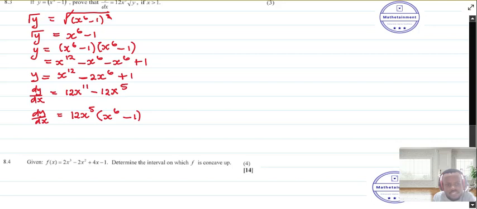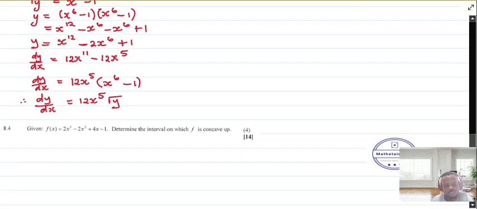So now you see that this thing is equivalent to the square root of y, meaning we can replace this thing with the square root of y. Therefore, dy over dx is equal to 12x to the power of 5 multiplied by the square root of y. Finally, we managed to prove what we were required to prove.